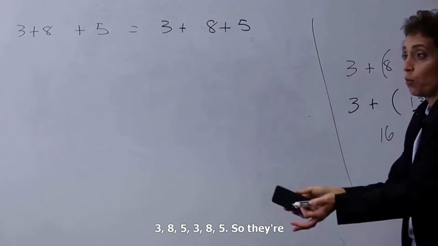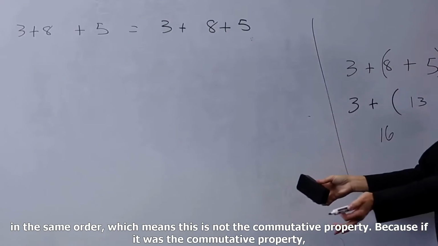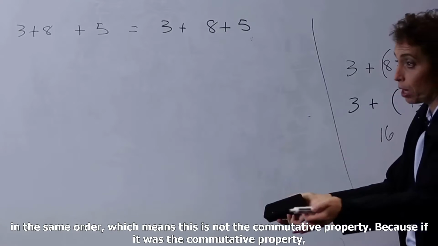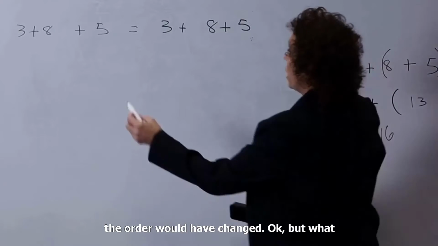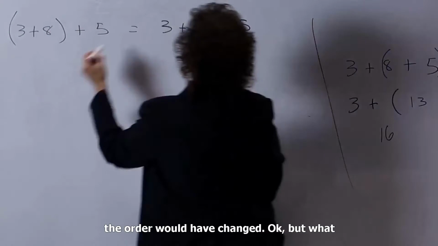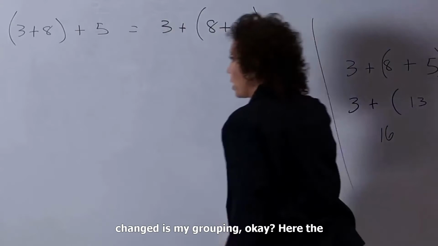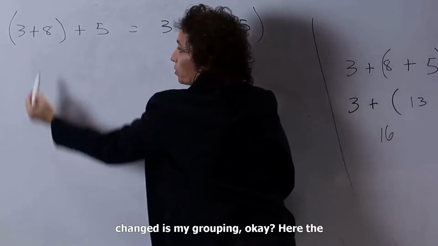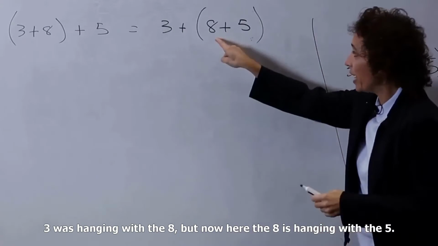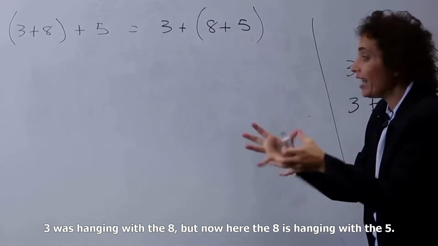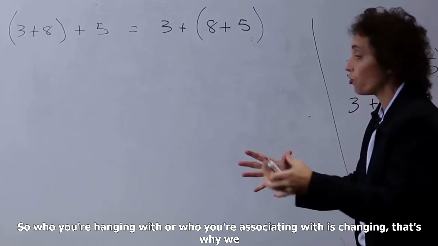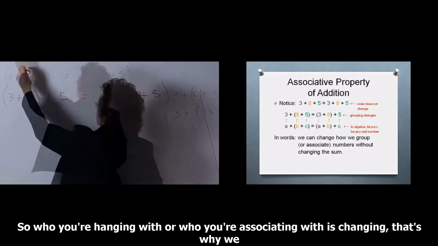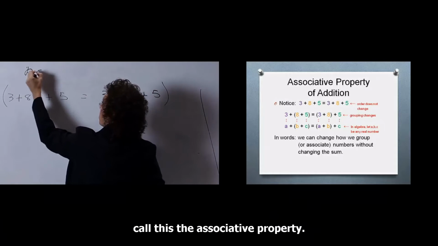385, 385. So they're in the same order, which means this is not the commutative property, because if it was the commutative property, the order would have changed. Okay? But what changed is my grouping, okay? Here, the 3 was hanging with the 8, but now here the 8's hanging with the 5. So who you're hanging with or who you're associating with is changing. That's why we call this the associative property.